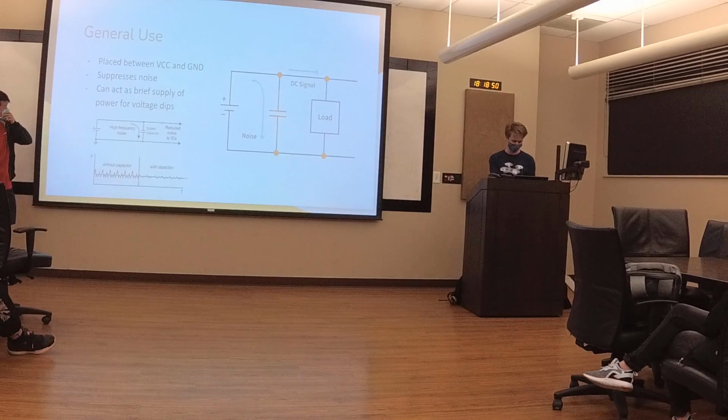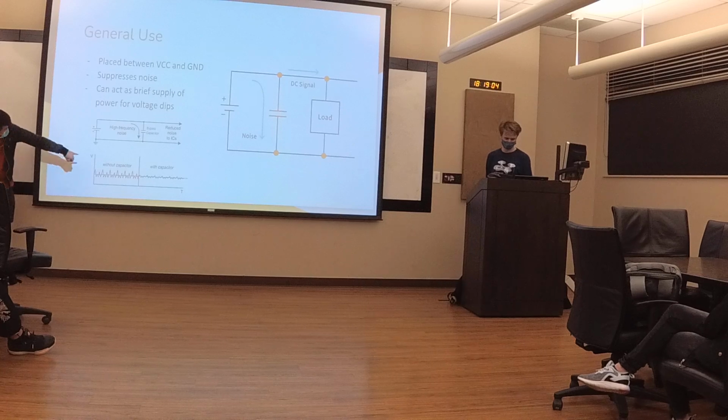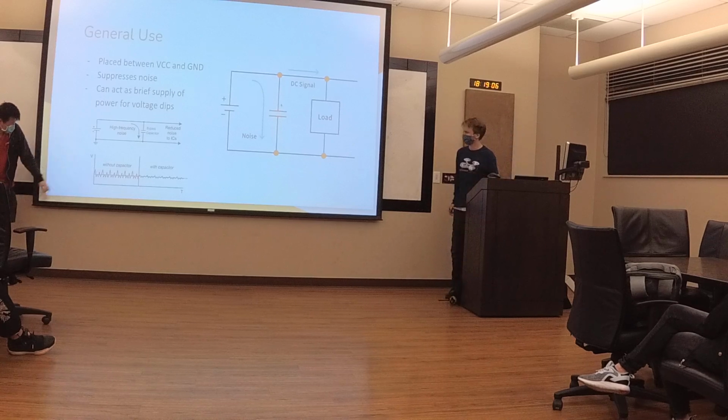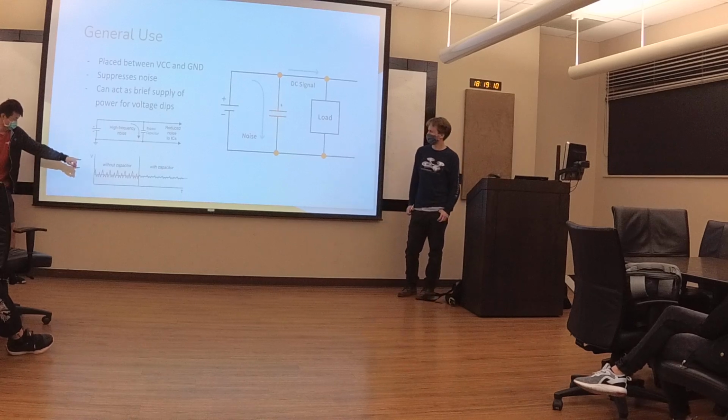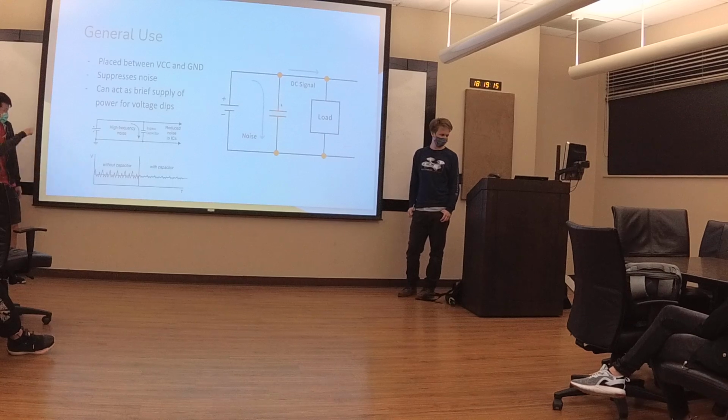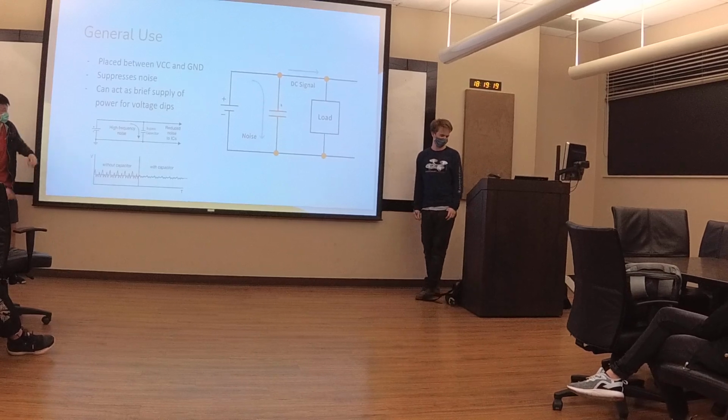So our main goal is to suppress noise. This is like a side effect: you can think of a capacitor as being able to contain charge, and then it can release that charge when it's necessary. So when there are voltage dips, it'll help supply extra. This bottom one is an example of this. On the left is a voltage source without a capacitor. On the right is one with the decoupling capacitor, and you can see the oscillations are a lot smaller in amplitude. That's what we mean by reduced noise.